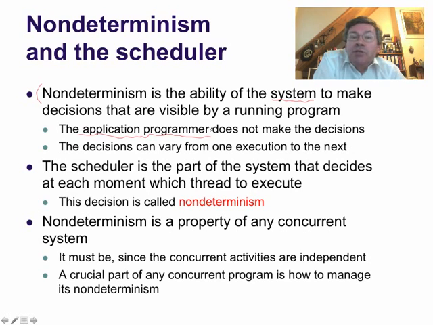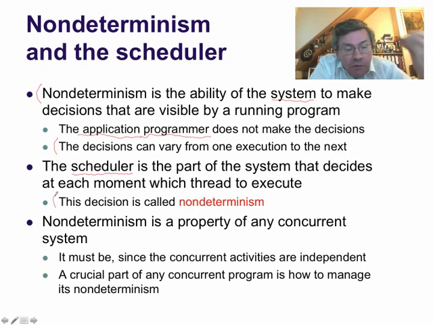All the programmer knows is which are the possible decisions, but the actual value of the decision is not known until execution. So the decisions can vary from one execution to the next. In terms of concurrent programming, the part of the system that actually makes these decisions is called the scheduler. This is the part of the system that decides at every instant which thread to execute. Well, this decision is not made by the programmer, it's made by the scheduler, which is part of the system. So this decision is called non-determinism.